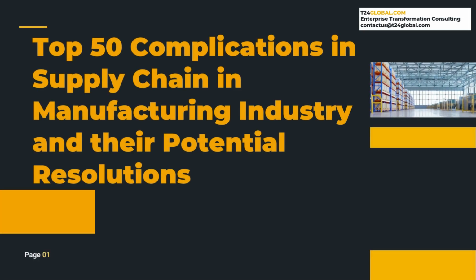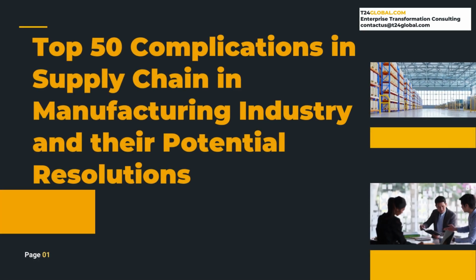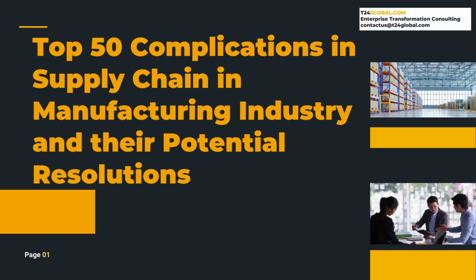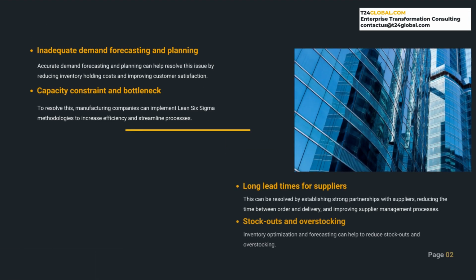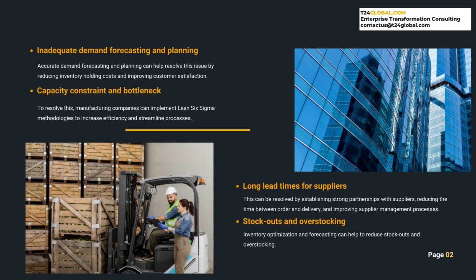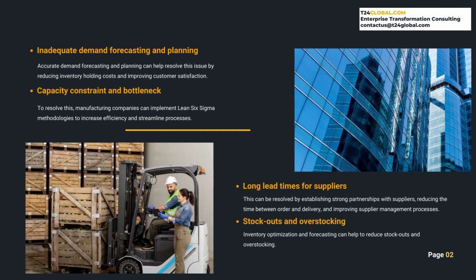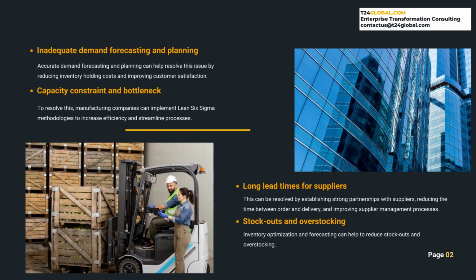Let's discuss key challenges in supply chain and manufacturing industry, and their potential resolutions. 1. Inadequate demand forecasting and planning. Accurate demand forecasting and planning is crucial for manufacturing companies to reduce inventory holding costs and improve customer satisfaction. Business operations activities involved in demand forecasting and planning include analyzing historical sales data, market trends, and customer preferences.